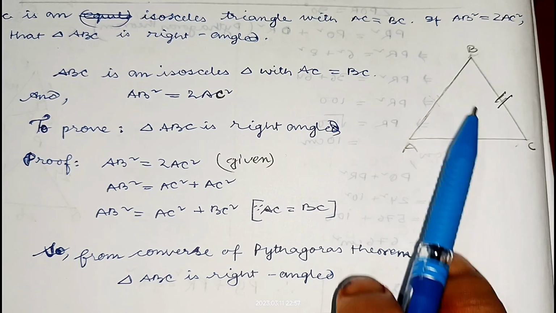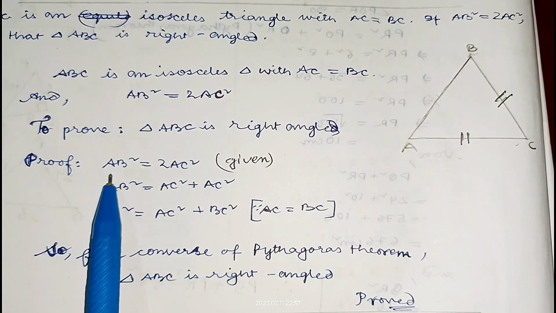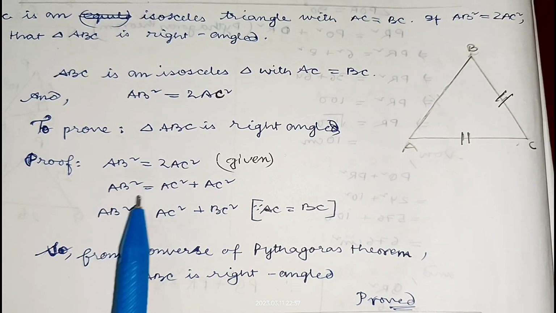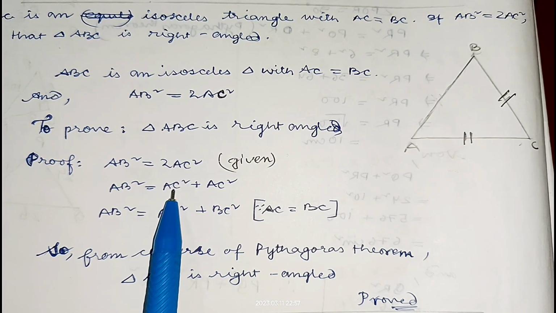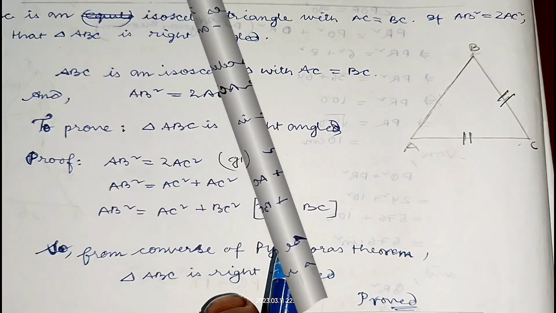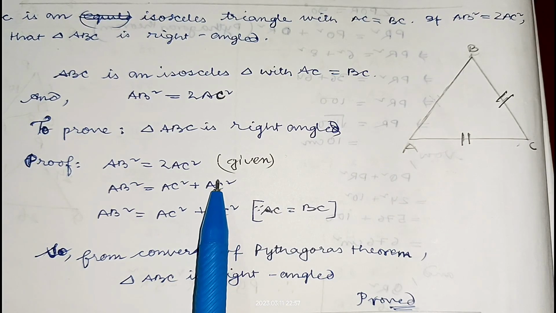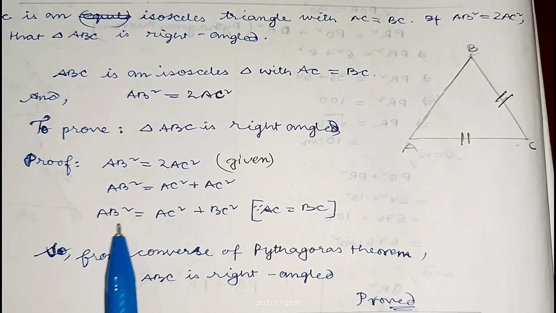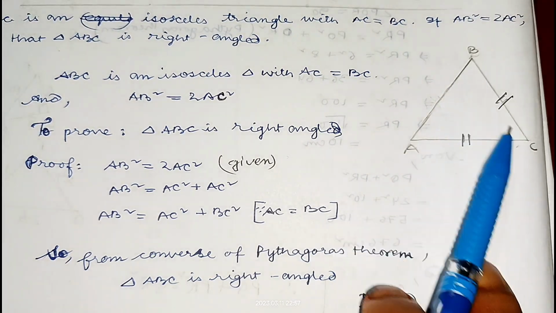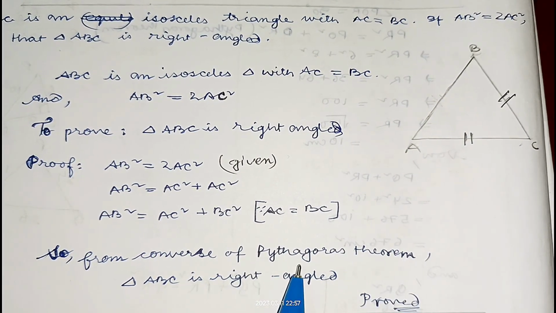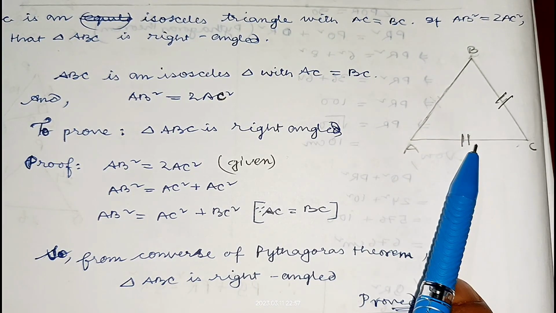Now as given in the question, AB square is 2AC square. So we can write in the proof part, AB square is 2AC square. So AB square equals AC square plus AC square. Again, in the question, it is given that AC equals BC. So instead of AC, I can write BC. So AB square is AC square plus BC square. So from converse of Pythagoras theorem, we can write triangle ABC is a right angled triangle.